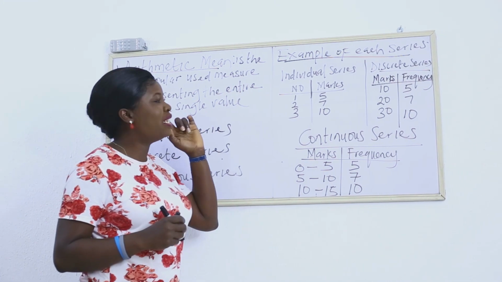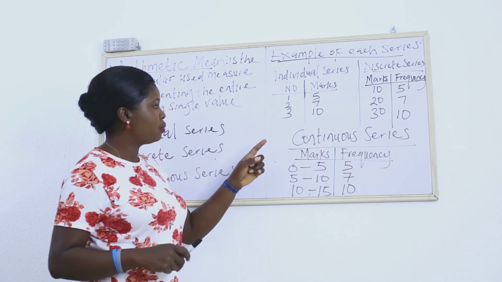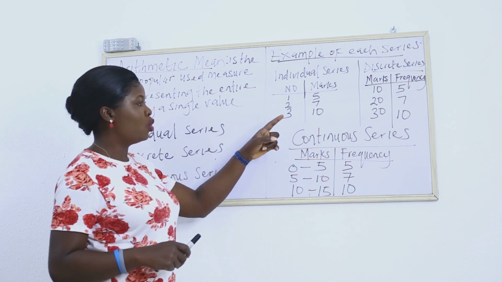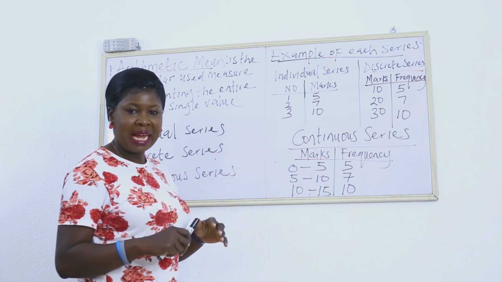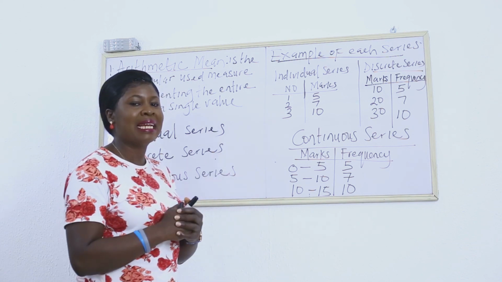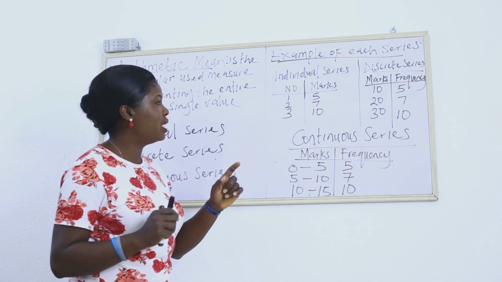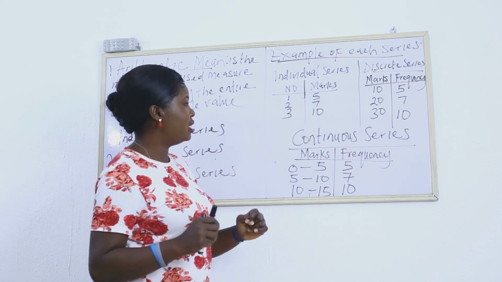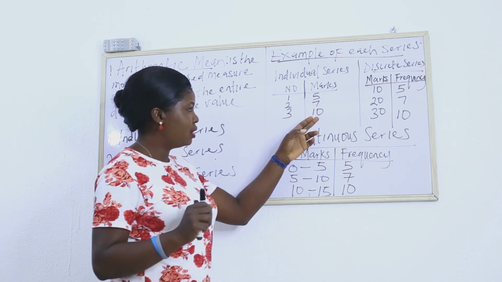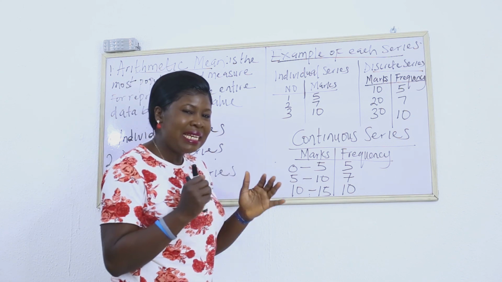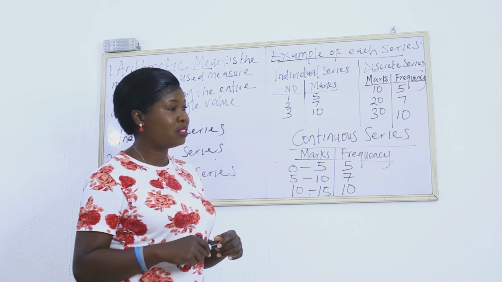The first series we have is the individual series. It means that each mark is attached to an individual. Let's take for example on the board numbers 1, 2, 3. This means we have 3 students, and the highest mark any student can get is 10. So for this class we have 3 students: the first student had 5 marks, the second student had 7 marks, and the third student had 10 marks.